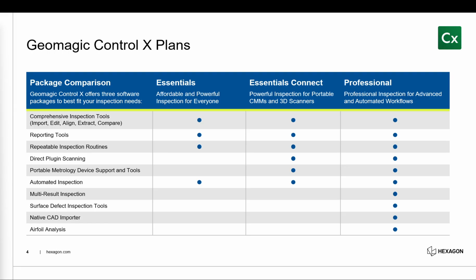Finally, Control X Professional. This is really the Ferrari of our offerings. It has everything that's included in Essentials and Essentials Connect, but it also has the ability to do multiple result inspections for large projects. Same with the more advanced comparison tools for aerofoil profiles, surface damage and defects, and then also obviously the native CAD file support as well.